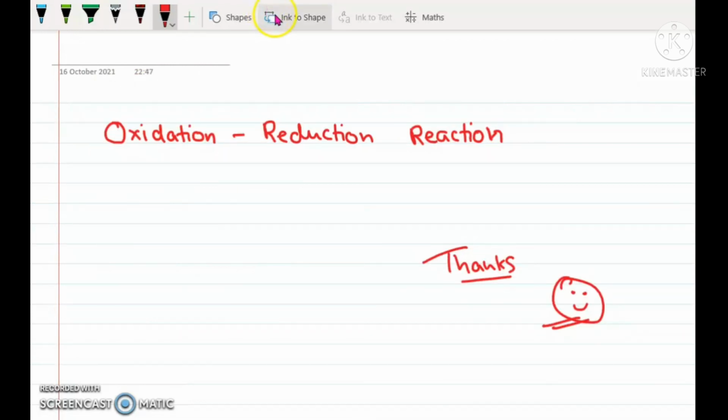I hope you all are comfortable with the double displacement reaction also by now. Join me for some more practice on the oxidation reduction reaction tomorrow.